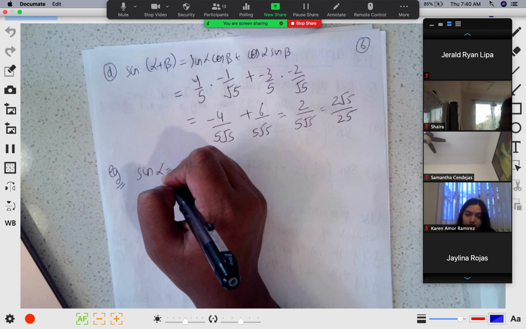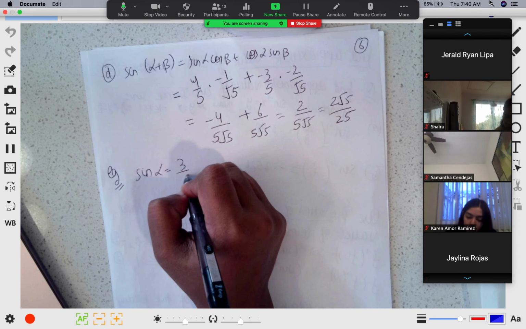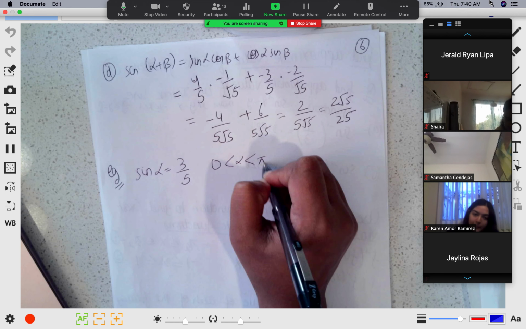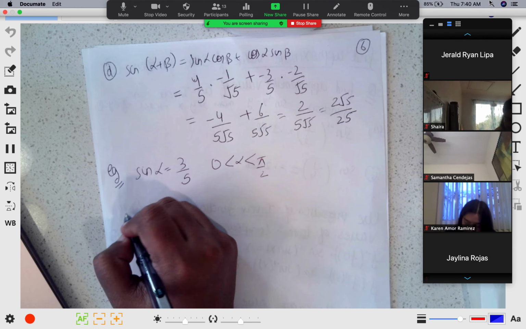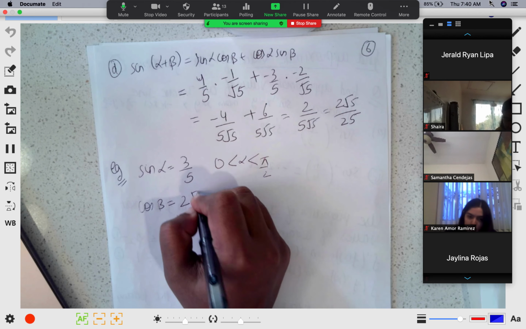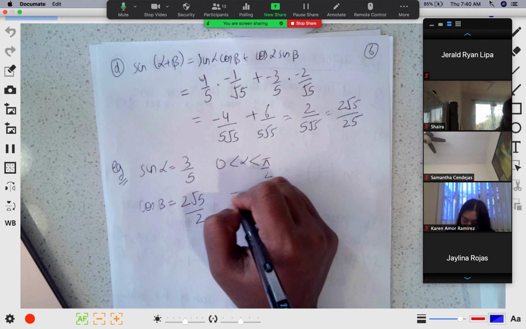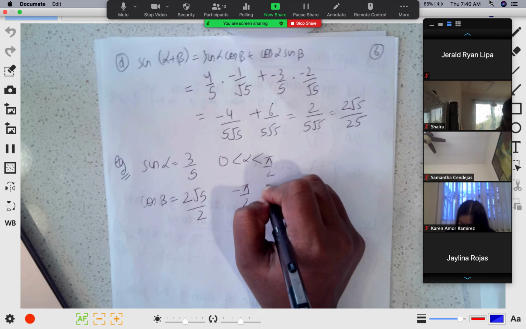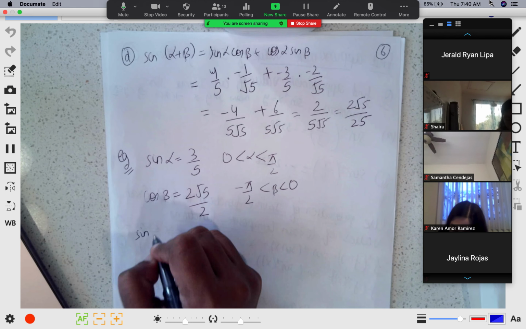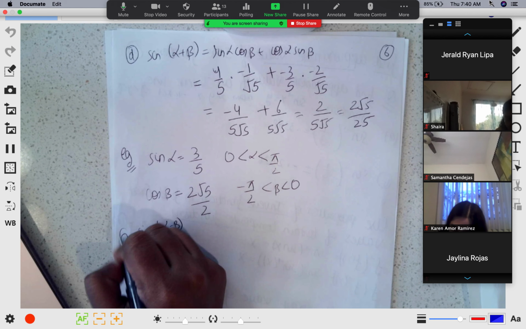So you're given sine alpha, with 0 less than alpha less than pi by 2. And you're given cosine beta as 2 root 5 over 5, and it is between negative pi by 2 less than beta less than 0. Given this, you need to find the value of sine alpha minus beta. Do this problem right now.